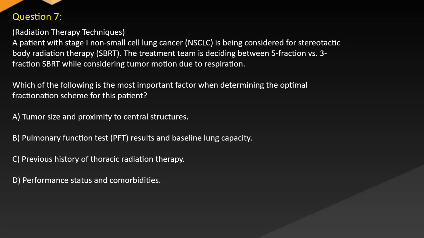A. Tumor size and proximity to central structures. B. Pulmonary function test (PFT) results and baseline lung capacity. C. Previous history of thoracic radiation therapy. D. Performance status and comorbidities.